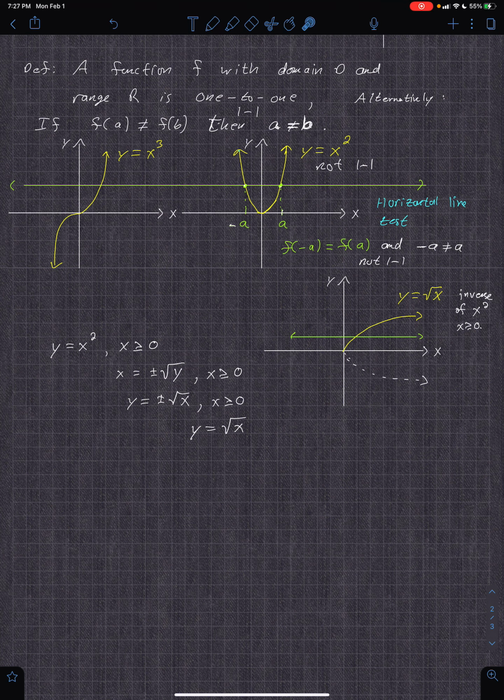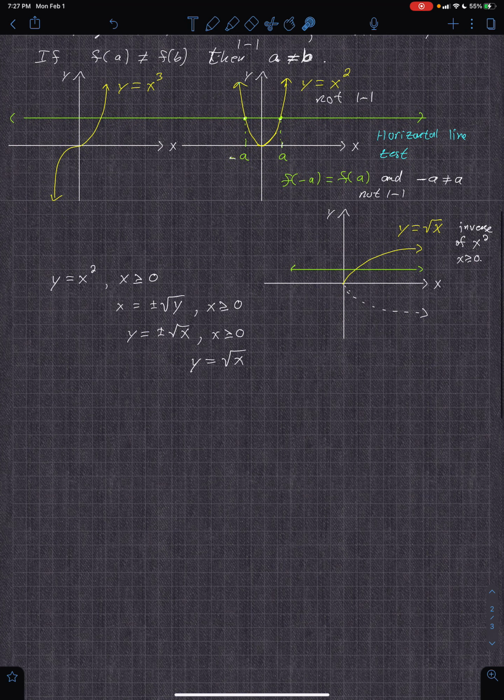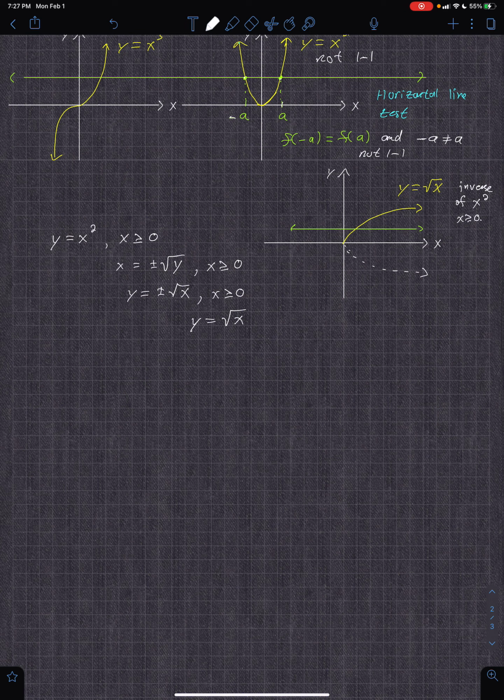And we can see here too that it's one-to-one. Every horizontal line crosses just once, and we're good to go. So let's look at next the definition of inverse. When we do that, that has to do with the composition of functions.